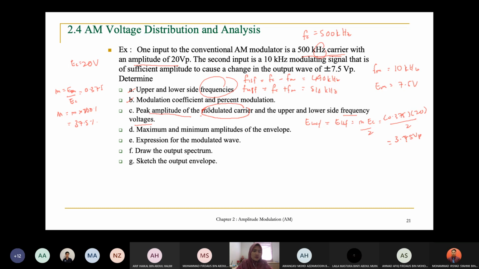So remember that the carrier doesn't change. Basically the carrier at the input is equal to the carrier at the output. So the value for the peak amplitude of the modulated carrier is the same as EC. For C over here, the answer is actually EC modulated is equal to EC unmodulated.